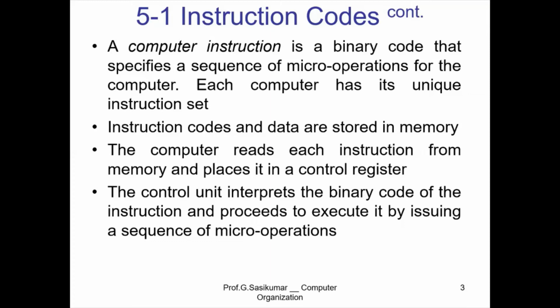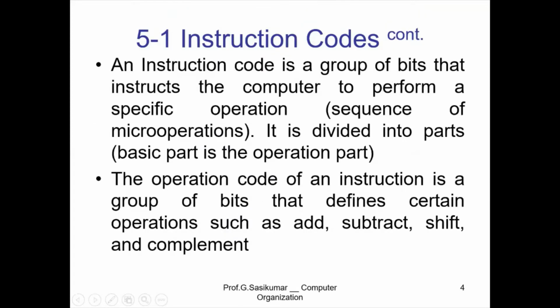Each computer has this code that will control and interpret the binary code of the instruction and proceed to execute it by using a sequence of micro operations. Each and every piece of data stored in the memory is always used to control the registers. How many registers are available? Maybe 6 or 12 or 100 registers in the computer. All these registers are controlled through instruction codes.